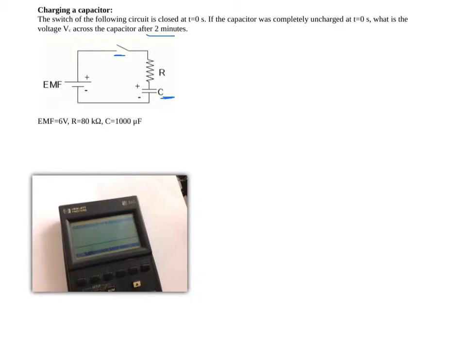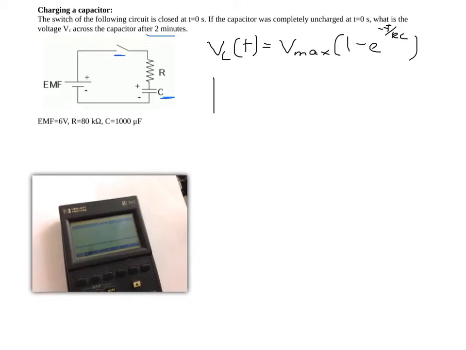You should remember the formula for the voltage across the capacitor, which is Vc as a function of time is the maximum voltage times 1 minus e to the power of negative t over RC. So the main question here actually is what is Vmax.